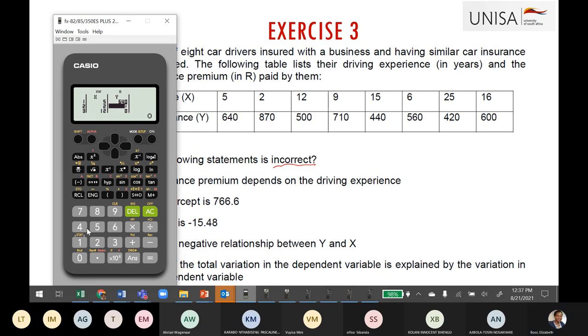640 equals, 870 equals, 500 equals, 710 equals, 440 equals, 560 equals, 420 equals, 600 equals. You need to make sure that you have things related to one another and you have captured the values correctly, because if not, you will not find the correct answer. So I'll just go and double check if my values are correct. I'm just browsing through.